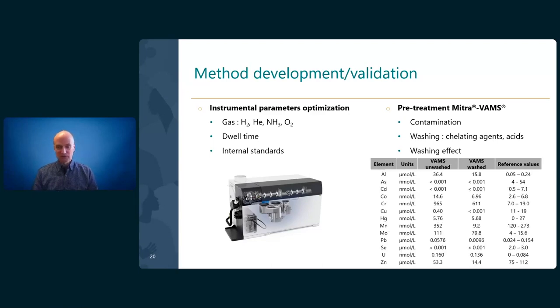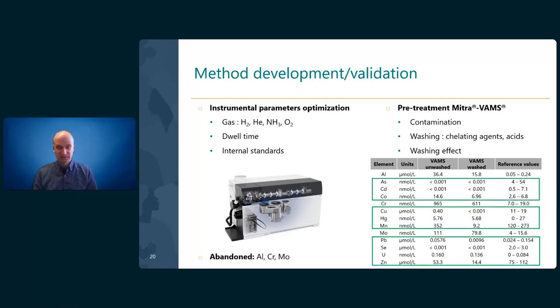So these are the targeted elements. There is a comparison table of results, so quantification before and after washing. For most of them, we can see that it works very, very well. Arsenic, cadmium, cobalt, copper, mercury, manganese, lead, selenium, uranium, and zinc have a positive impact once we wash the VAMS.